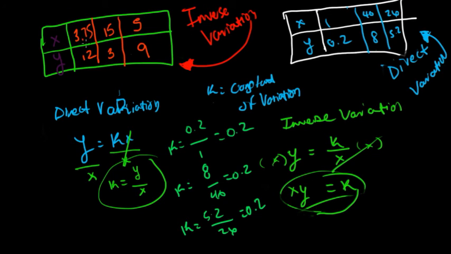They have to do the inverses, the opposites. So we start off with 3.75 and 12. Well, 3.75 goes to 15, which is an increase. What happens to y? Y decreases. It goes from 12 to 3. That's a decrease. So it's already doing the opposite, the inverse. Let's go from 15 to 5. That's a decrease. But from 3 to 9, that's an increase. So they're doing the opposite. So this is an inverse variation.